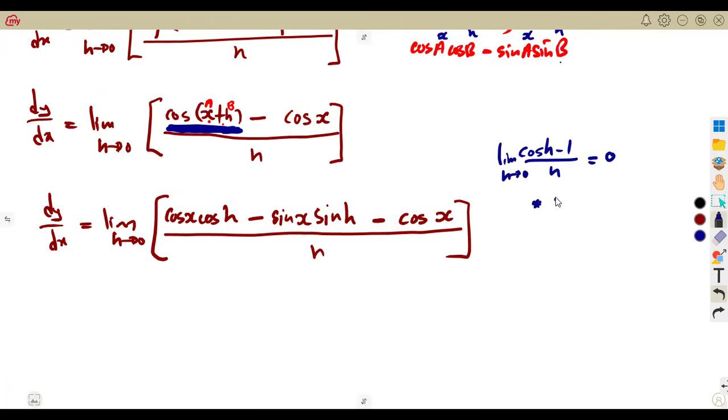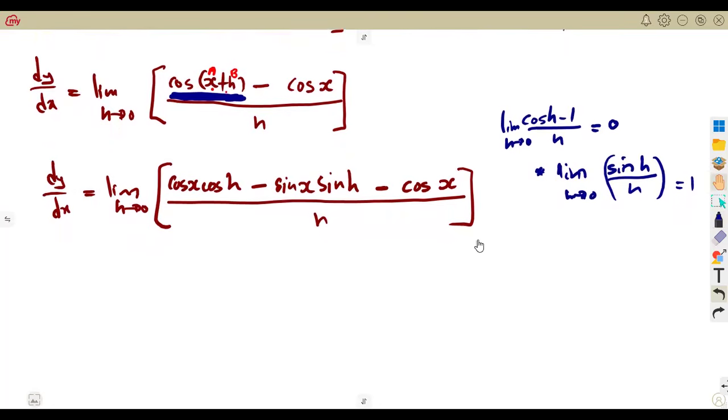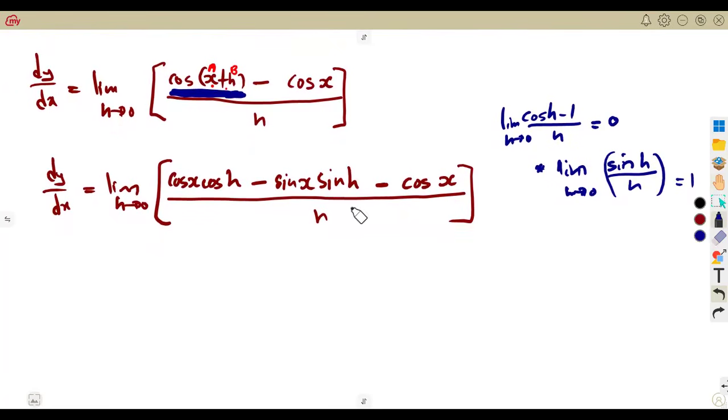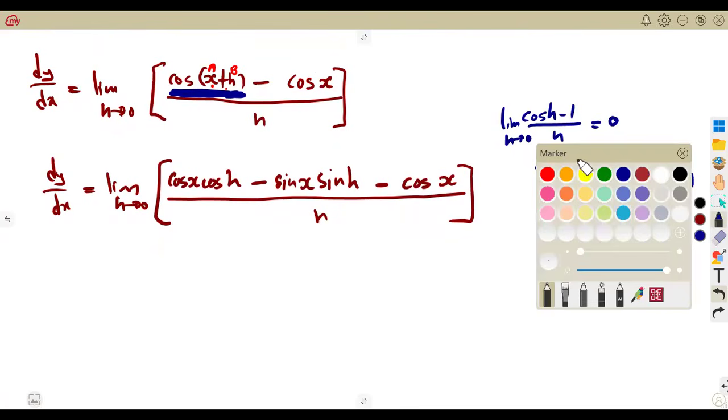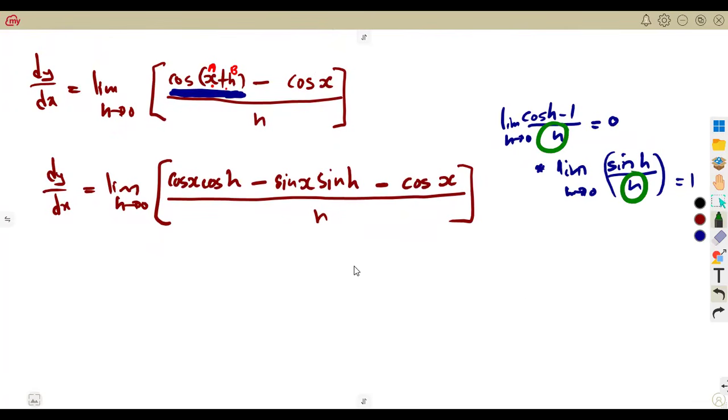Also, how are we going to have the limit as h approaches 0 of sin h over h, which is going to give us what? A 1. How can we obtain this? Okay, if you take into consideration all these, they are under h. They are affected by h. So we can separate h.